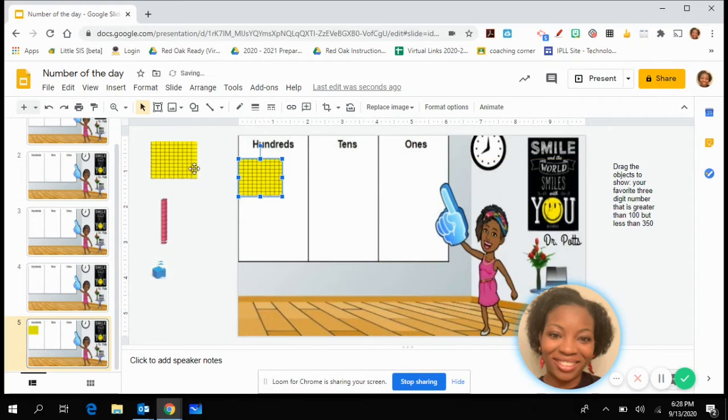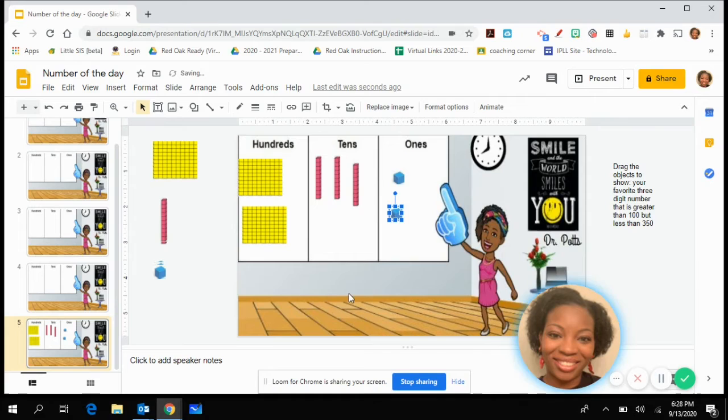So if I have them show what's greater than 100 but less than 350, they create their number like this. And then the first thing I ask the students is, okay, if this is the number that they built, does it follow the parameters? Is it greater than 100? Yes or no? Yes. Is it less than 350? Yes. How do you know? Because it's 232. And then they will explain how they can decompose or compose to make 232.